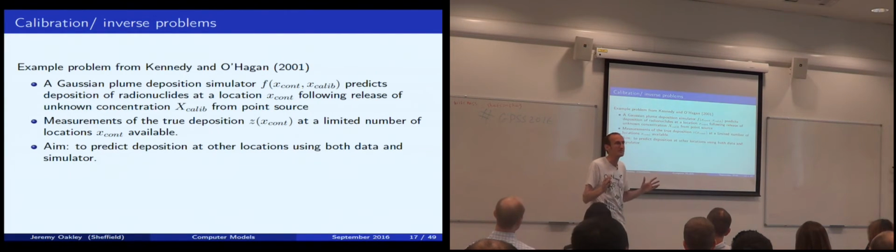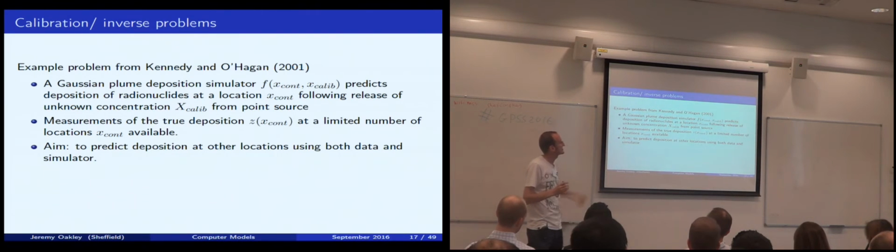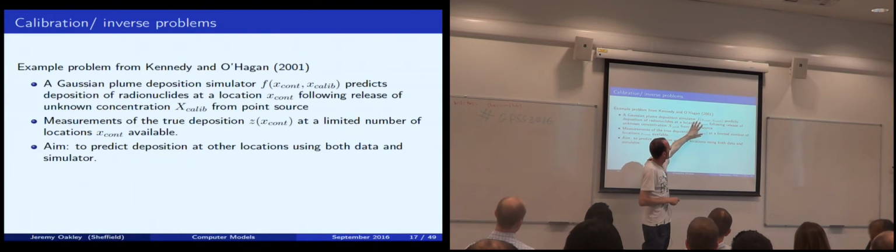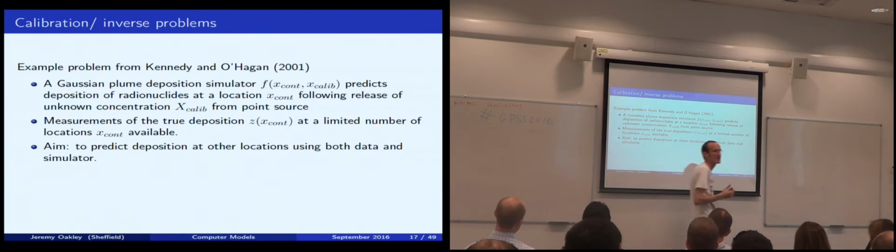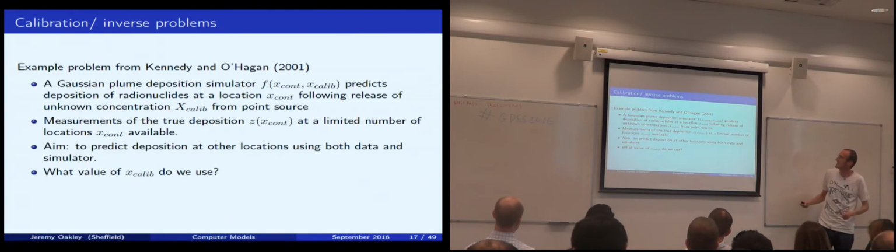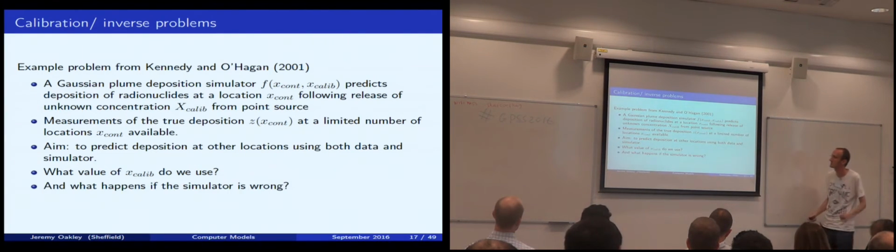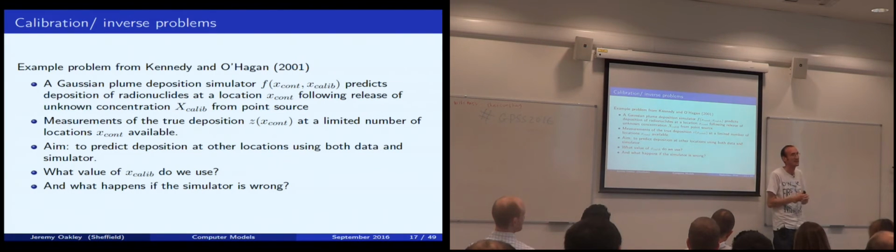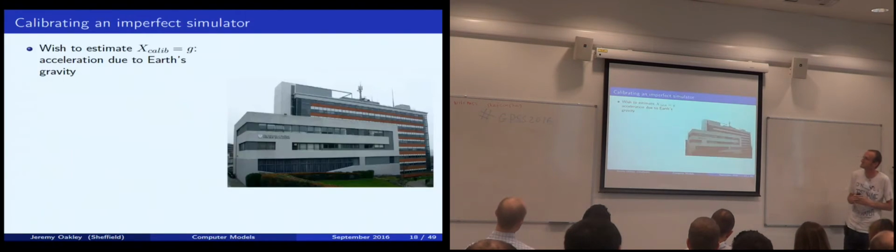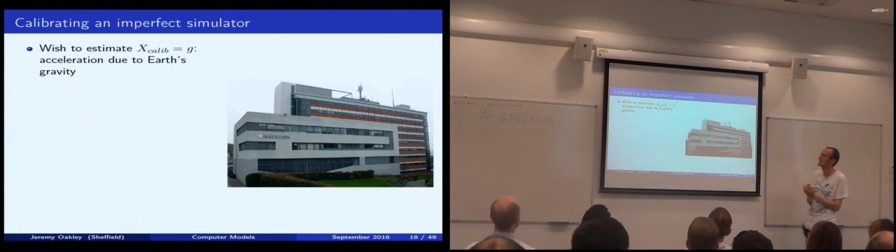So what you want to do is be able to predict what the deposition will be anywhere using both your simulator and that physical data. So you want to fit together those two sources of information. One of the problems is, what do you choose for this unknown calibration input? And a rather more difficult problem is, assuming the simulator is not perfect, it's not describing reality perfectly, what do you do? So here's just a little example of the problems of trying to work with an imperfect simulator.